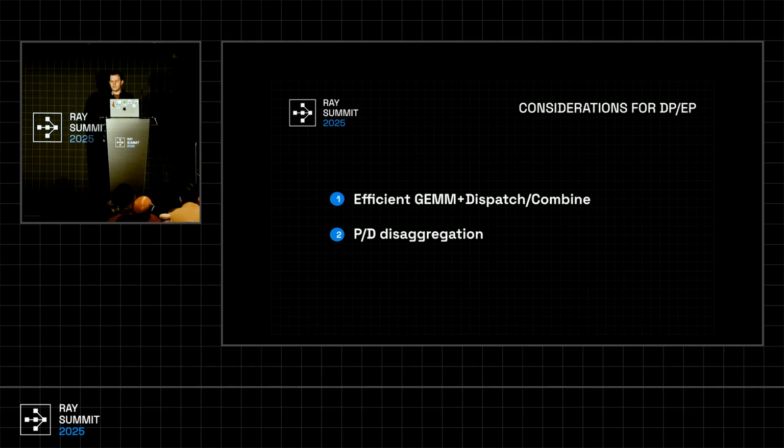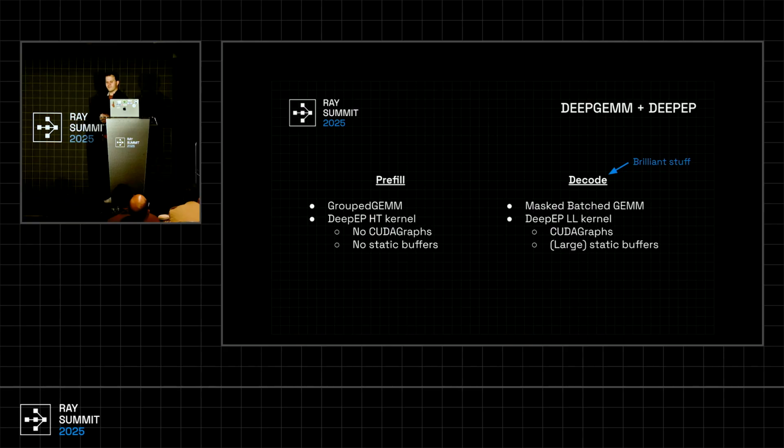So that all sounds great, but it's actually very hard to get this right. And so I'm going to talk through 2 key considerations for making the performance of DP-EP work really well. The first thing that we need is a really efficient implementation of this dispatch gemm combine. And the second is we need prefill decode disaggregation. And I'm going to talk about both of these methods, how we did them in vLLM. So the first thing I'm going to talk about is the efficient gemm dispatch combine.